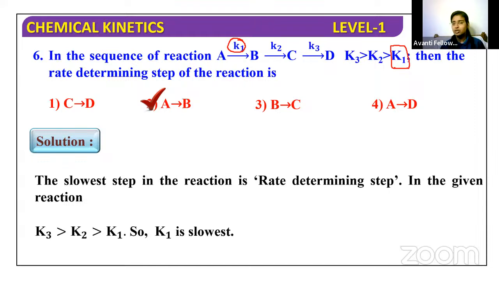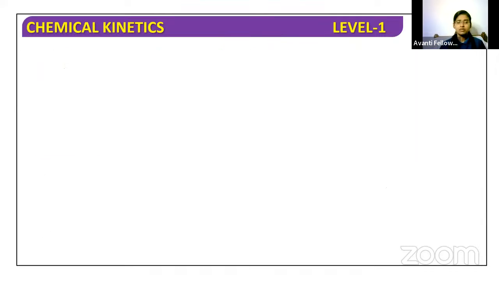So is this clear to all of you? If the rate constant is very low, then that is the rate determining step of that reaction. This is the concept you are learning from this particular question. Clear for all? Say yes or no? Yes. Okay. Very good, students. So now let's go with question number 7.